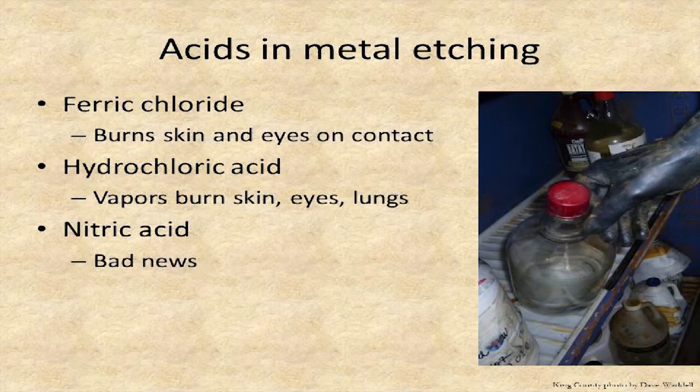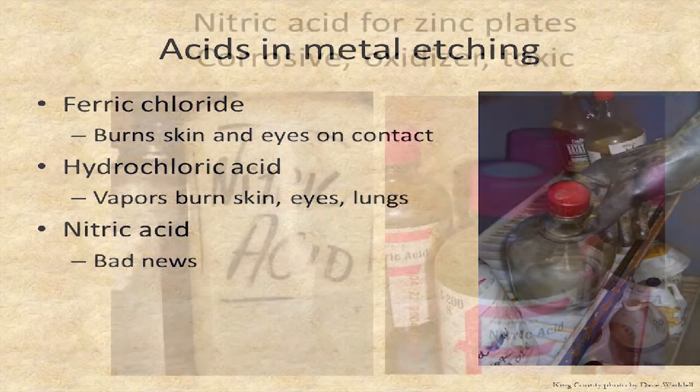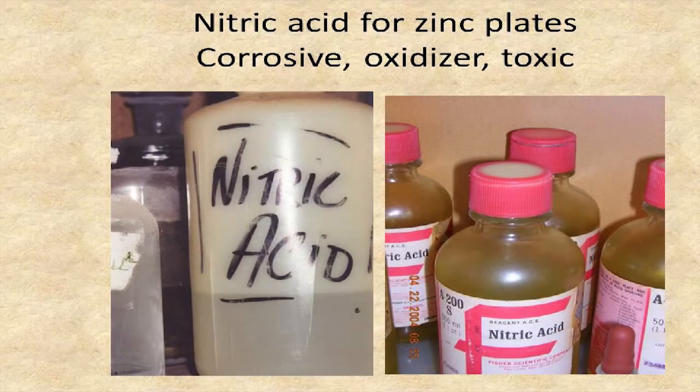The ferric chloride will burn your skin and eyes on contact, but it's not particularly volatile. Hydrochloric acid burns your skin and eyes, but because it releases vapors that can be inhaled, it can also burn your lungs. And then nitric acid is just bad news in a variety of different ways. It burns your skin, burns your eyes, burns your lungs. It's also a powerful oxidizer that can react with flammable materials and also causes it to break down its bottles, and it's also quite toxic.